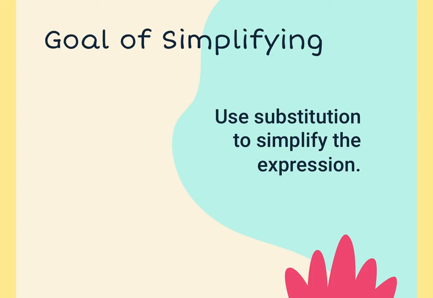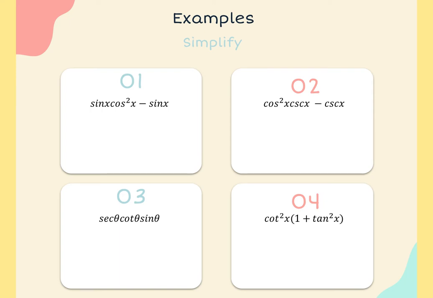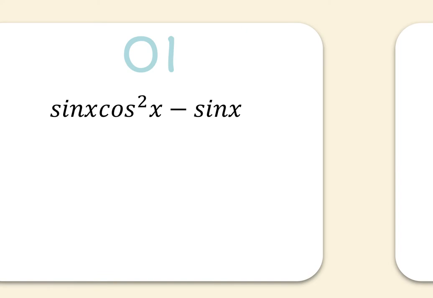So the whole goal here is to use substitution to simplify the expression. Sometimes we get it down to one trig function. Sometimes you don't, okay? It doesn't mean you have to. Sometimes 1 is your answer. Obviously, that would be the most simplified form of something, okay? But the goal is to just simplify it. We're going to try a whole bunch. So look at the first one.